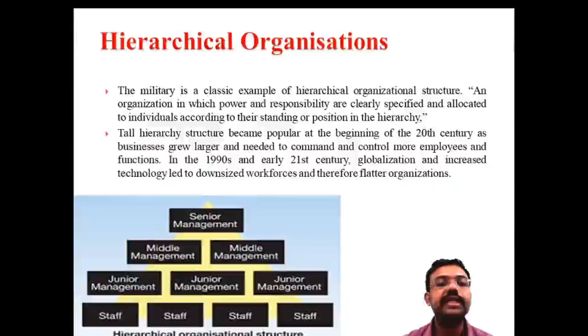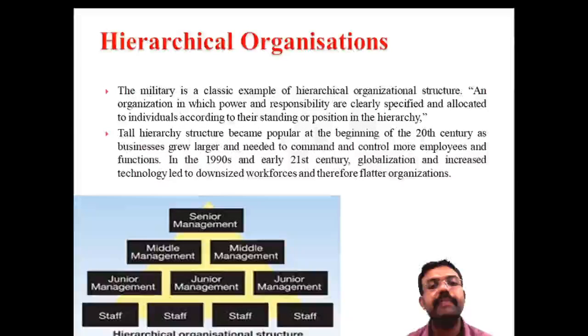It is a purely military format organization, and it's the oldest and traditional format of the organization. This diagram shows the hierarchical structure: a senior manager, a middle level manager, a junior manager, and staff, from top to bottom. This type of organization structure is known as the hierarchical organization structure. It became popular at the beginning of the 20th century, the most significant structure of the organization.